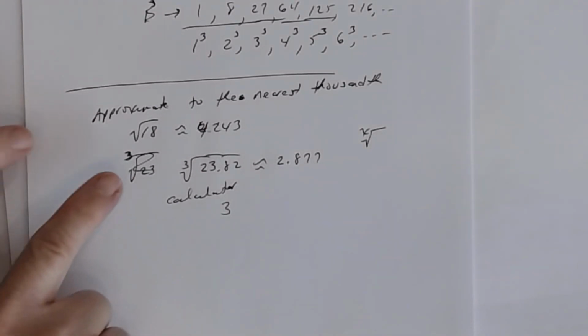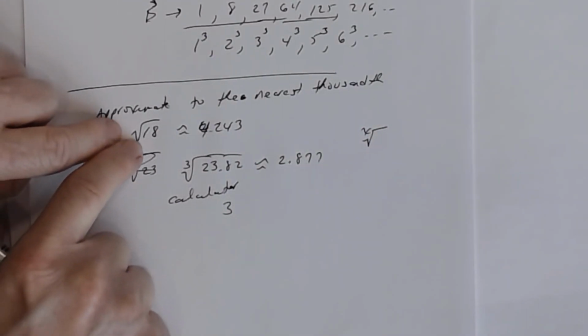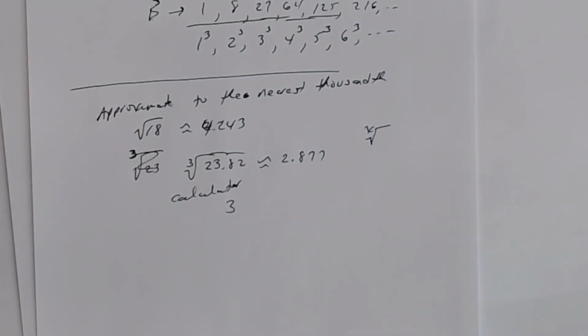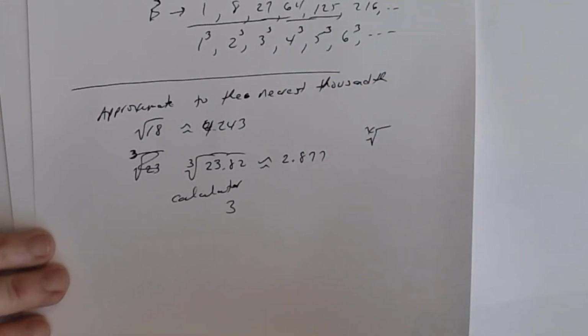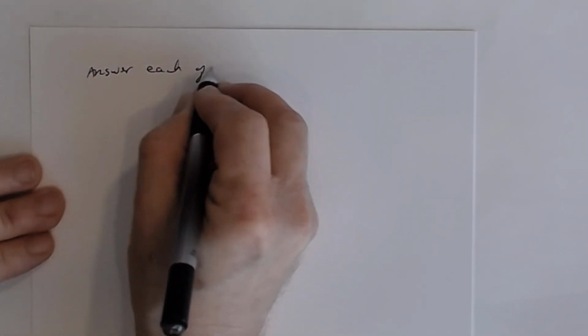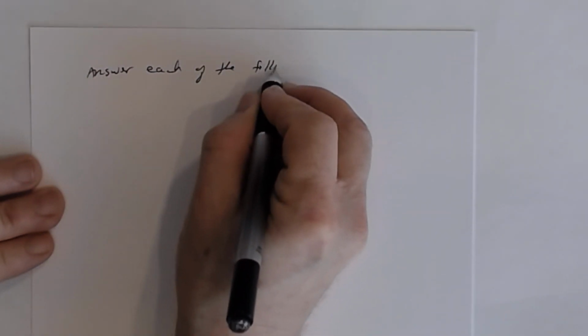All right, so that's how you can use your calculator. Just make sure for the worksheet in MyMathLab that you know how to use your calculator to approximate. Okay, now let's continue on. On MyMathLab and on the worksheet, you may see something like this: answer each of the following.